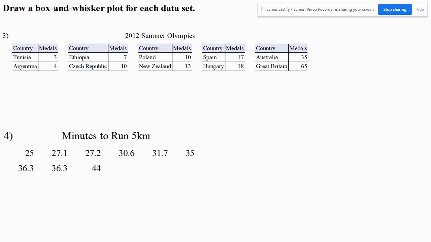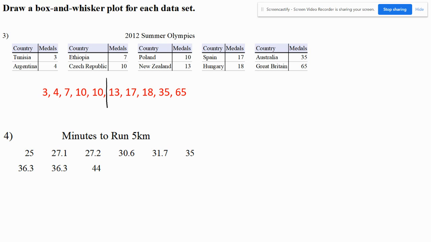Let's take a look at a couple more examples. Looking at question number 3, let me put my numbers in order from small to large. I count how many numbers I have. There's 10 of them. 10 is an even number, so I'm going to separate them such that I have 5 numbers on each side of the line.